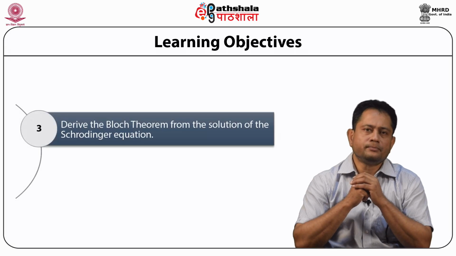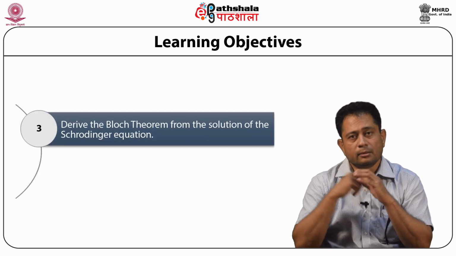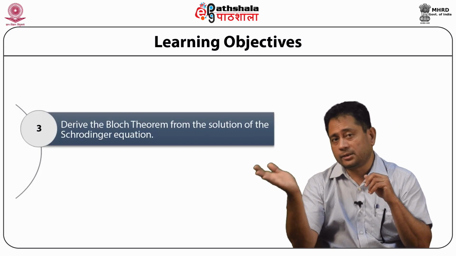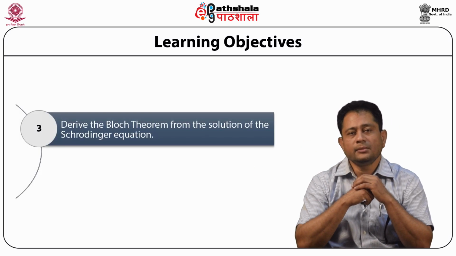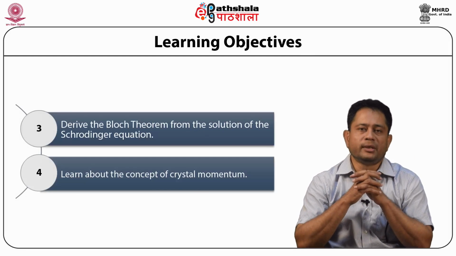We derive the Bloch theorem from the solution of the Schrödinger equation in Fourier space. The Fourier space is also called the K space. We will also learn about the concept of crystal momentum.